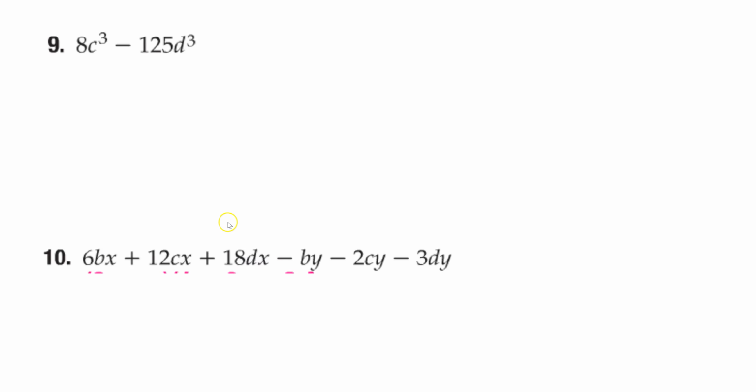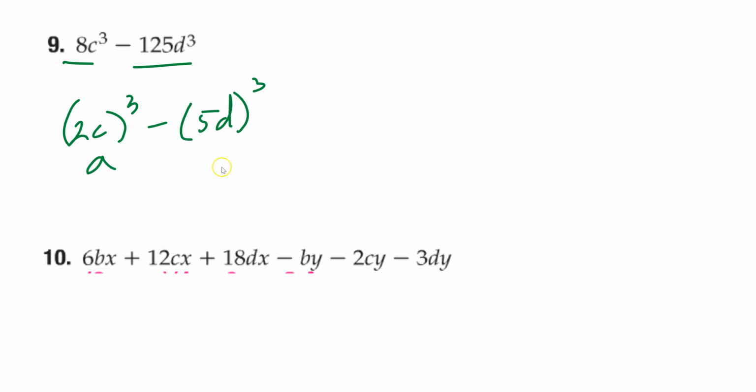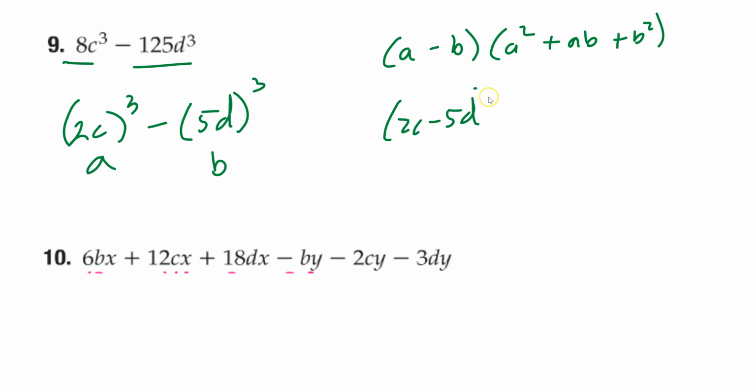Let's do one more of these. So this one, they have nothing in common, but these are cubes. It's the same thing as saying 2c cubed minus 5d cubed, right? So it's all about figuring out if they are cubes, and then you can write it like this, and then this is your a, this is your b, and the formula is this, and this, right? Same, squared, different, positive. So it would be 2c minus 5d. Then you got to square it. 2c squared is 4c squared plus, multiply them together. So 10cd plus 5d squared, which is 25d squared.